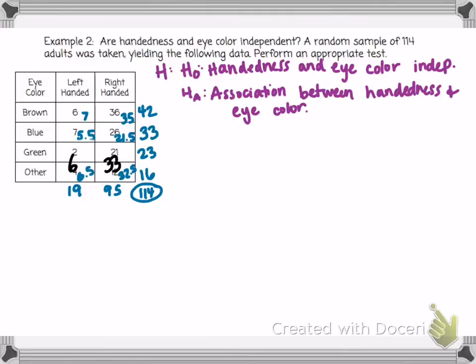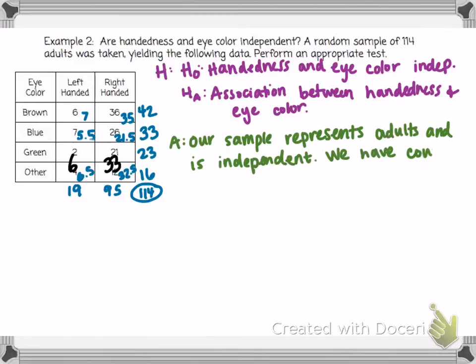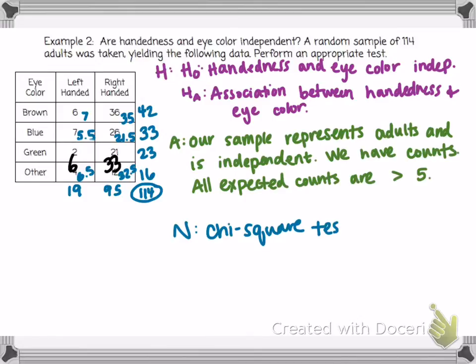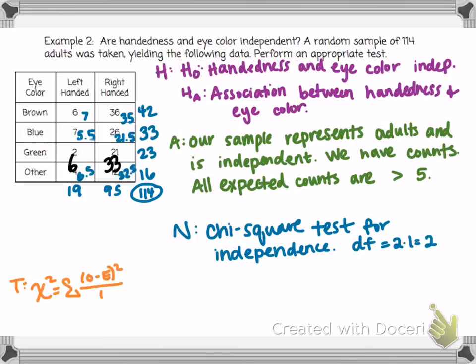So if I'm left-handed, I'm more likely to be blue-eyed. Knowing something about your handedness would tell me something about eye color. For my assumptions, I have to check that our sample represents adults, and it says they were randomly chosen, so that's good, a random sample, and they're independent. The adults' handedness and eye color are independent of each other. That's what that means. We're looking at counted data, and all expected counts are greater than 5. Because of this, I'm doing a chi-square test for independence.